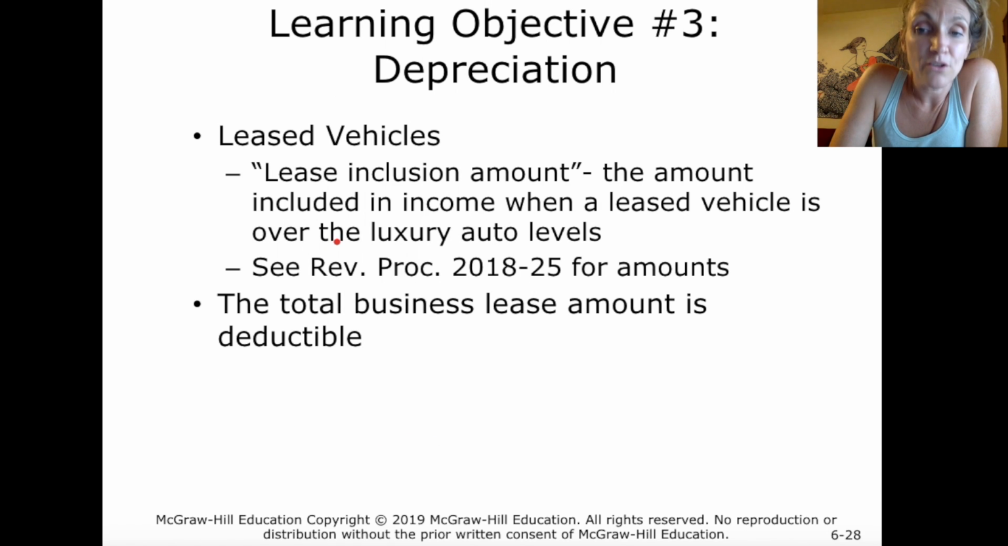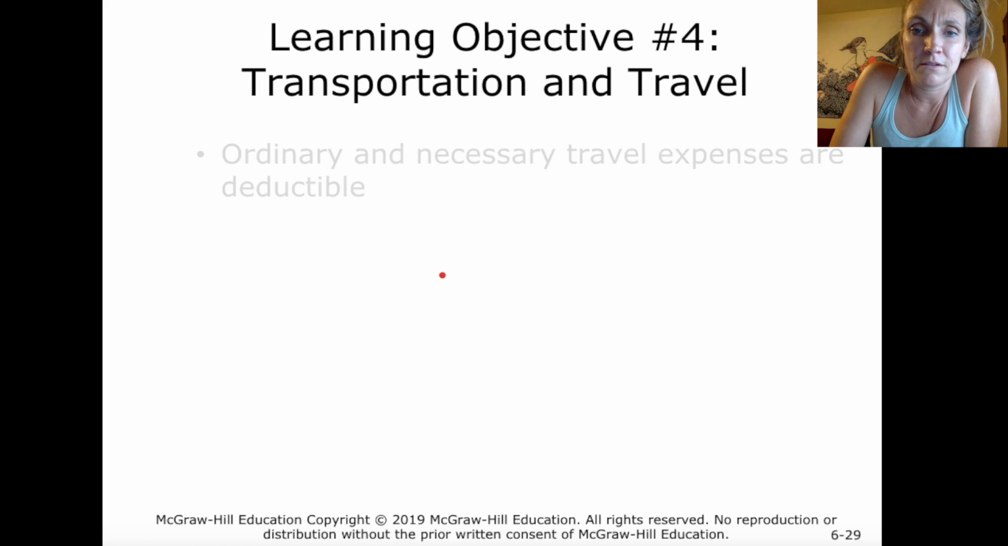Now, leased vehicles have what's called a lease inclusion amount, the amount included in income when a leased vehicle is over the luxury auto levels. And there's a Rev Proc, 2018-25, for amounts of total business.